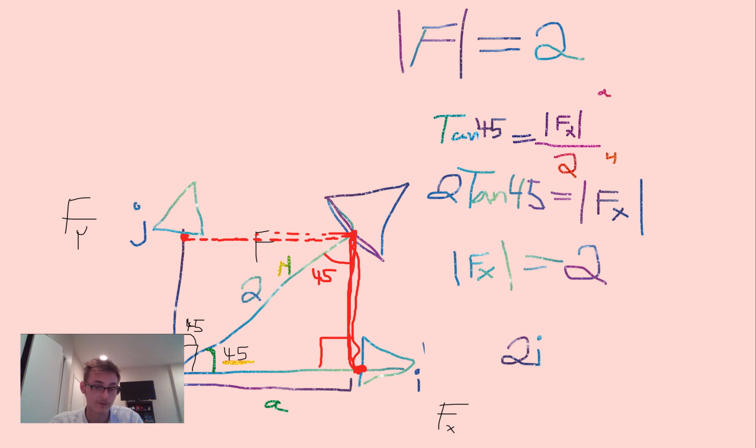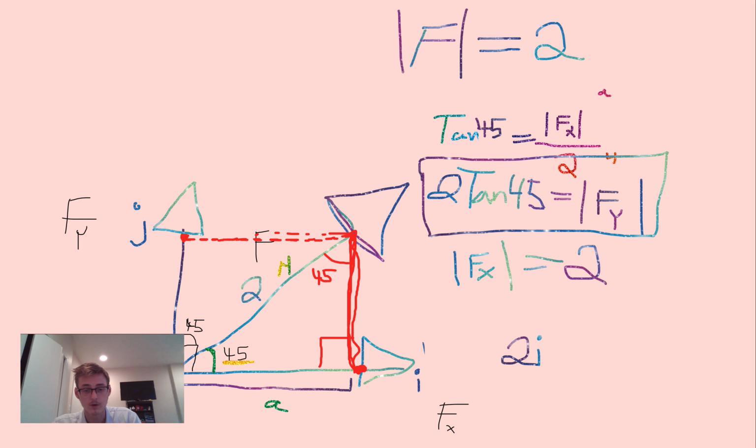It would be tangent of 45. I'm not going to actually write it all over again, but it would be 2 times tangent of 45, but instead of f of x, it would actually be f of y. So in this case, we got it pretty simply. We only had to use one function of tangent.